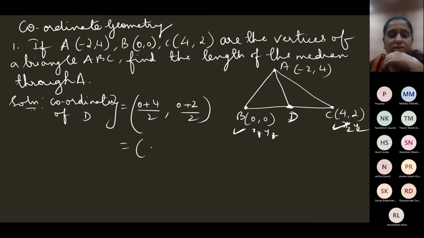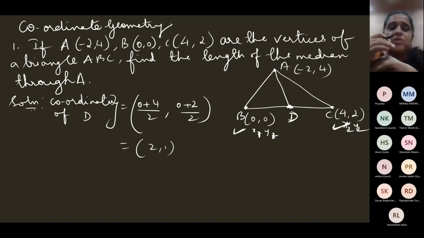So what are the coordinates of D? 4 by 2 is 2, and 2 by 2 is 1. Correct? Now, to use the distance formula, you need to know the coordinates of the ends of the line segment. Here we have to find the length of AD, so you should know the coordinates of A and the coordinates of D. Only then you can use the distance formula.